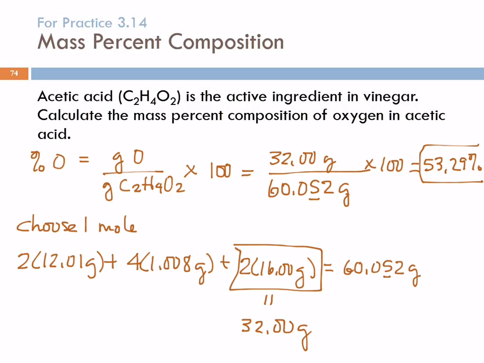Good question. Yes? So if it was going to be like C2H4O3, it would be just oxygen times 3? Yes. So if the formula here had O3, then this would be 3 times 16 in the numerator. It would also change the denominator a little bit. Any other questions?